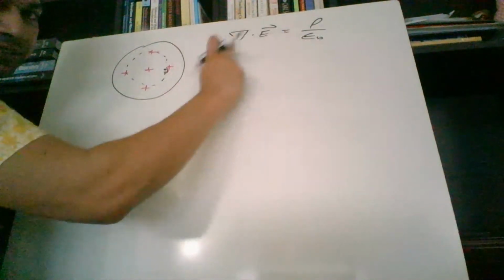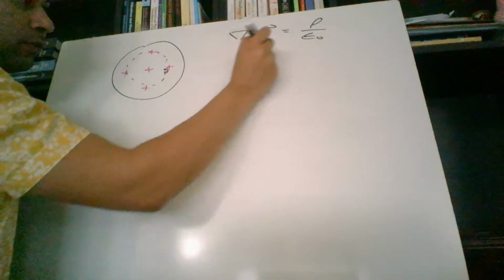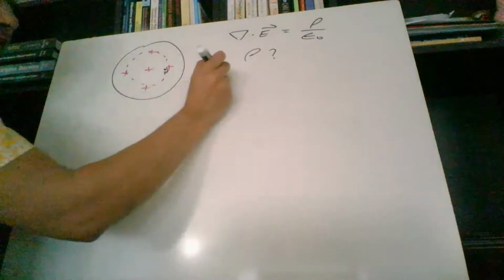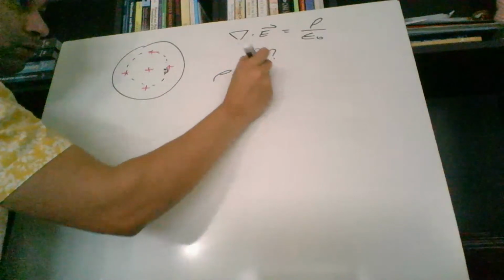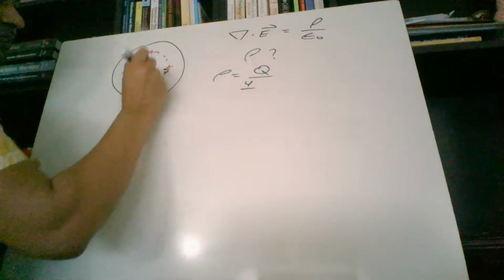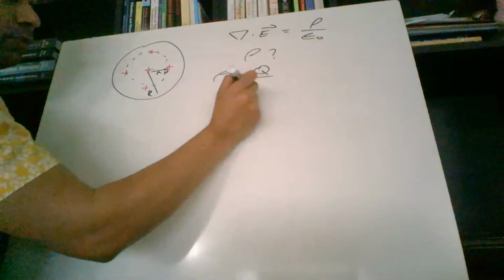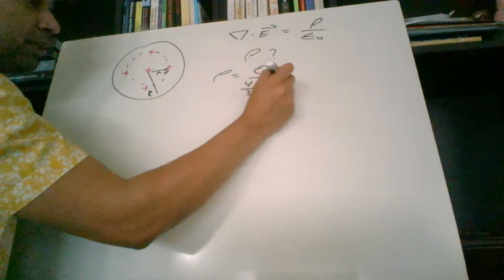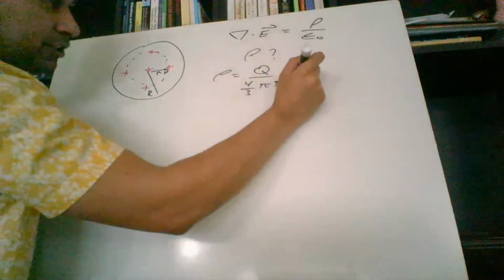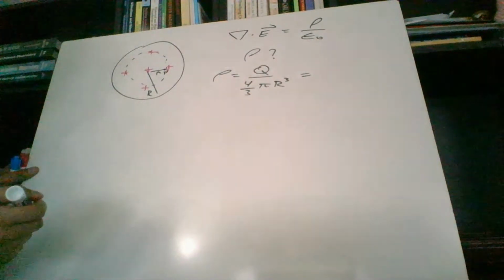Let's do this side first. So if we do this side first, we want to know what is rho. So what's rho going to be equal to? Well, rho is just equal to the total charge divided by the total volume. And let's call this distance little r, and we'll call this distance big R. So it'll be 4/3 pi big R cubed. That's what rho is equal to.